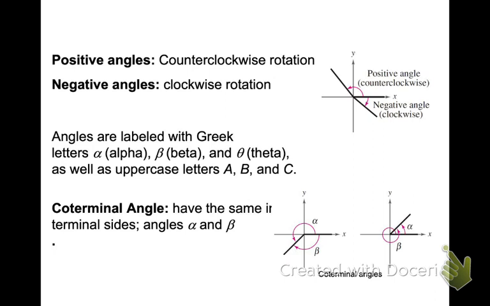And beta is also in the third quadrant, but it is negative. Do they terminate at the same place? Yes. So alpha and beta are called coterminal angles because they're sharing the terminal side. What do you notice about alpha and beta? What's their sum? 360. Wouldn't they have to be 360?